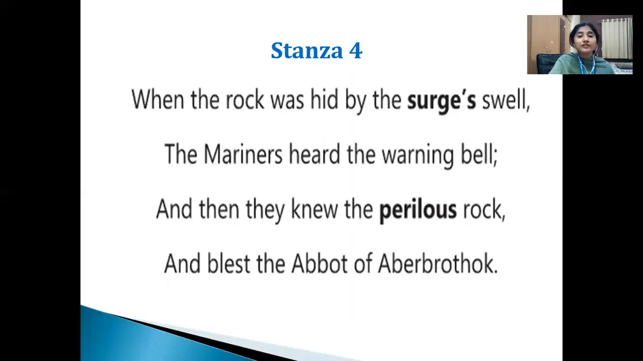When the rock was hid by the surge's swell, the mariners heard the warning bell, and then they knew the perilous rock and blessed the abbot of Aberbrothock.